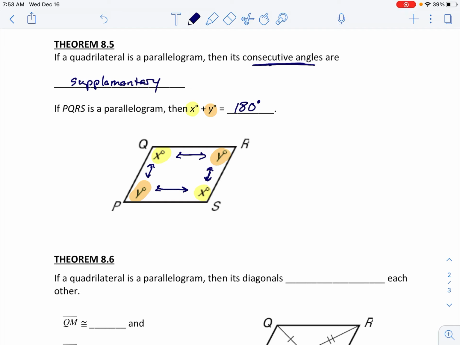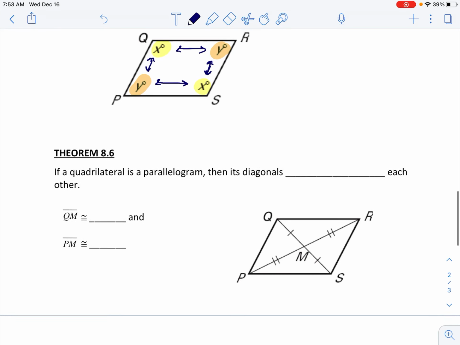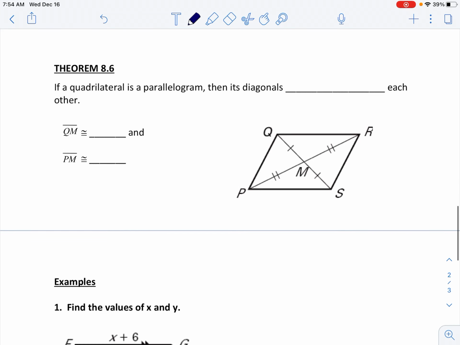Opposite sides congruent. Opposite angles congruent, consecutive angles are supplementary, and then we're going to talk about the diagonals here. The diagonals bisect each other, which bisect is a word maybe we haven't heard lately. Bisect means to cut in half and make two smaller and congruent pieces.